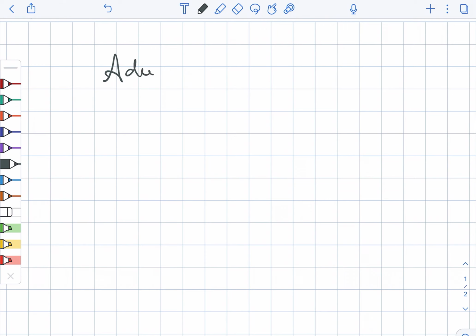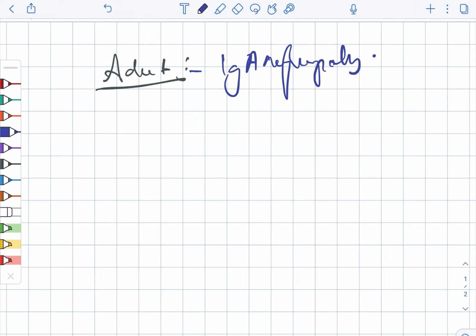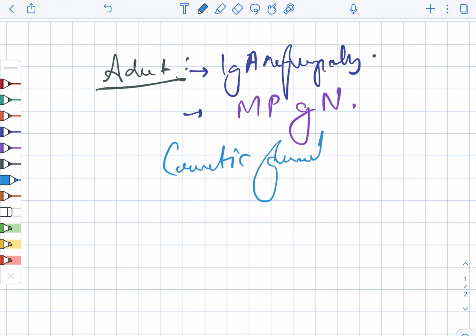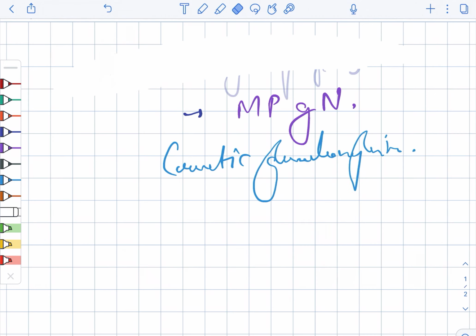Now we are going to compare it with the adult etiologies. So here in adult etiologies, there's IgA nephropathy. There's presence of the membranoproliferative glomerulonephritis, and there is also the crescentic glomerulonephritis.